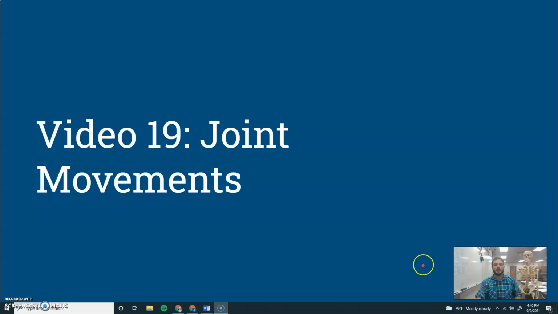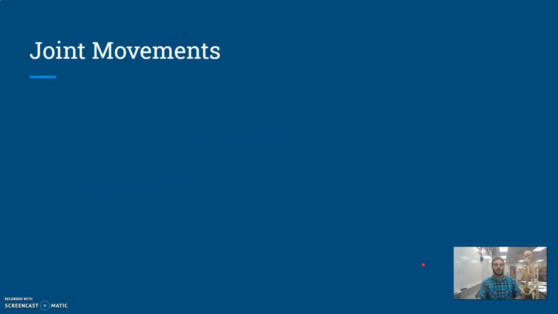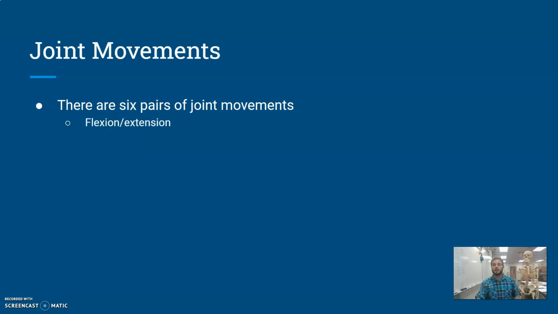While it's not as much fun to talk about it as to do it, you can look forward to that during our lecture or during our lab in class. So there are 6 pairs of joint movements that we're going to take a look at. We'll go over each one individually.